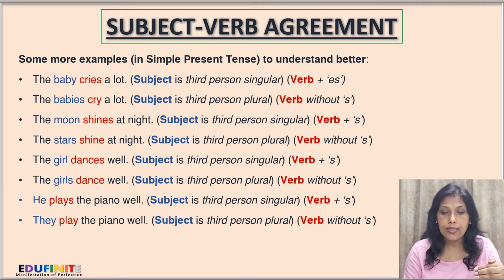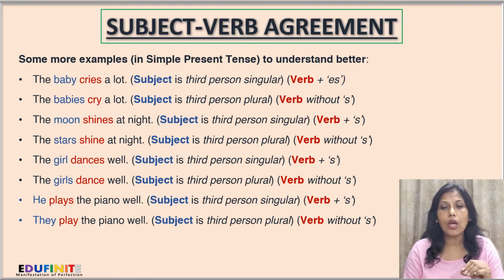Similarly, in the last sentence, he plays the piano well. Here he is the subject, which is third person singular. Hence, the verb play has an S to its end and it becomes plays. Whereas in the next sentence, they play the piano well. They, the subject, is third person plural. Hence, there's no S added to the verb play. So it's only play. They play the piano well.